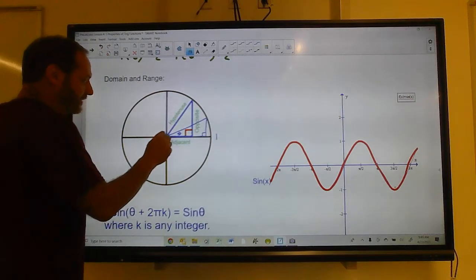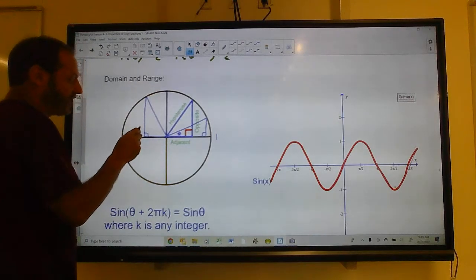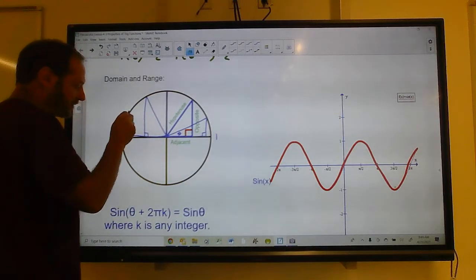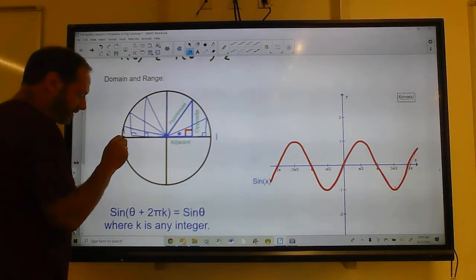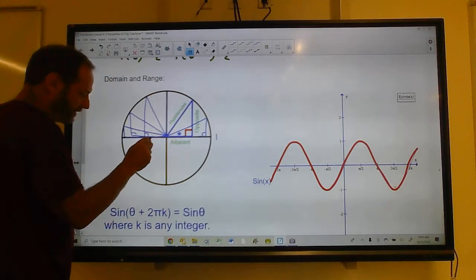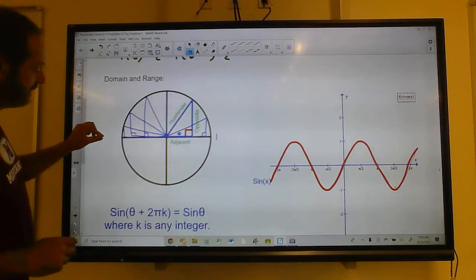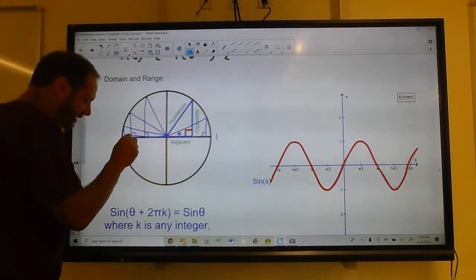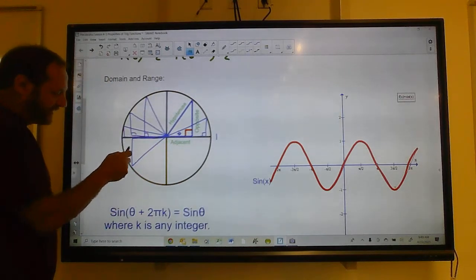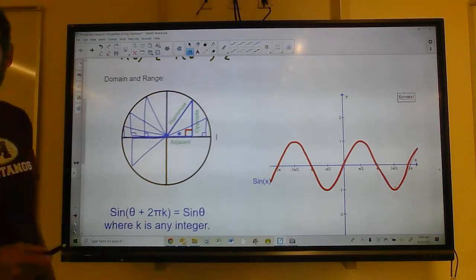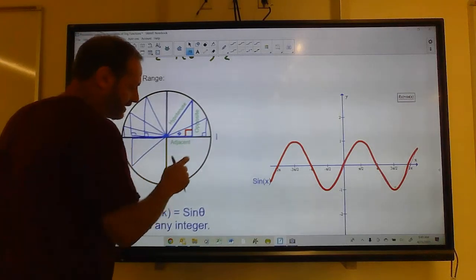And then as it goes over here, that side opposite starts getting smaller again, and smaller, and smaller, until when it reaches straight over here, the side opposite is now 0. And then as we go down here, the side opposite is getting bigger again, except that the side opposite is now in the bottom half of the graph, so it's negative. And so on and so forth until it comes around over to here.